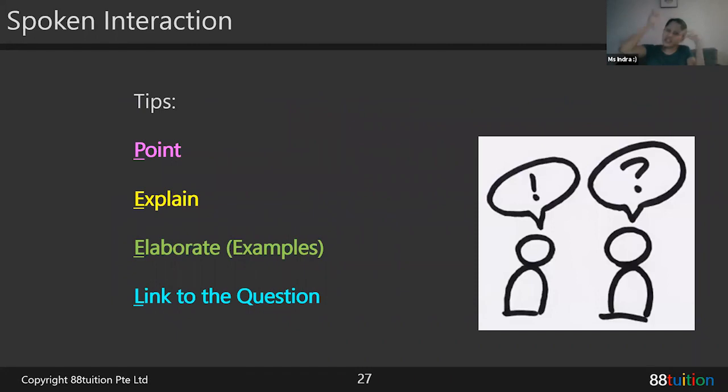Just a structure that I'd like you to take note of. All right, your PEEL format, which I'm sure many of you who are in secondary school are familiar with. Of course, when I ask you a question, you give me your point. Then you explain your point, right?